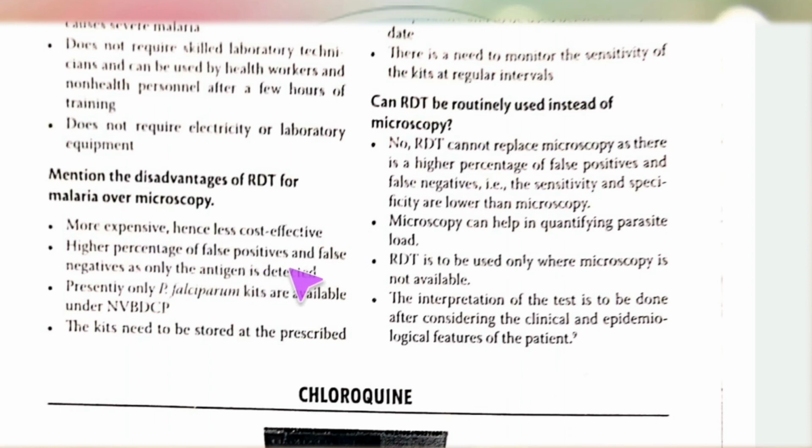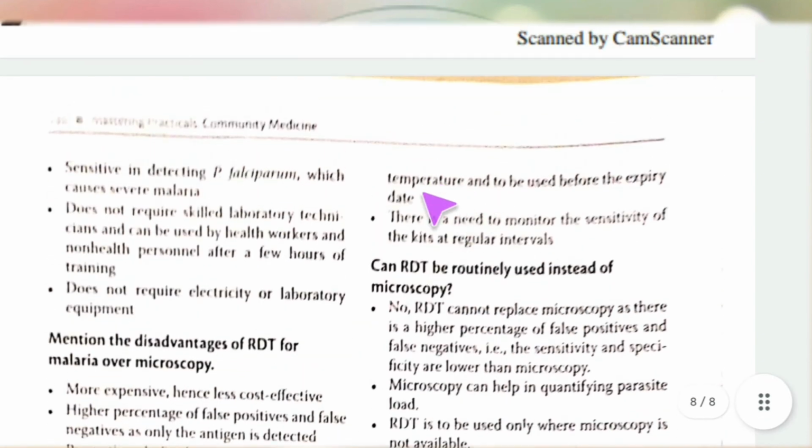higher percentage of false positive and false negative as only the antigen is detected. Presently only P. falciparum kits are available under the National Vector-Borne Disease Control Program. Kits need to be stored at the prescribed temperature and to be used before the expiry date. There is a need to monitor sensitivity of the kits.